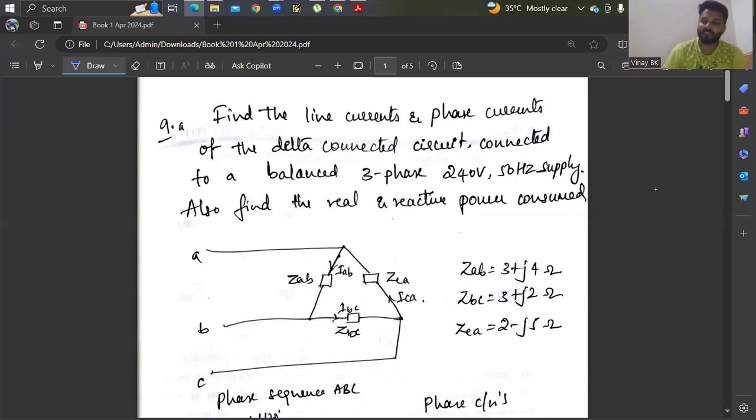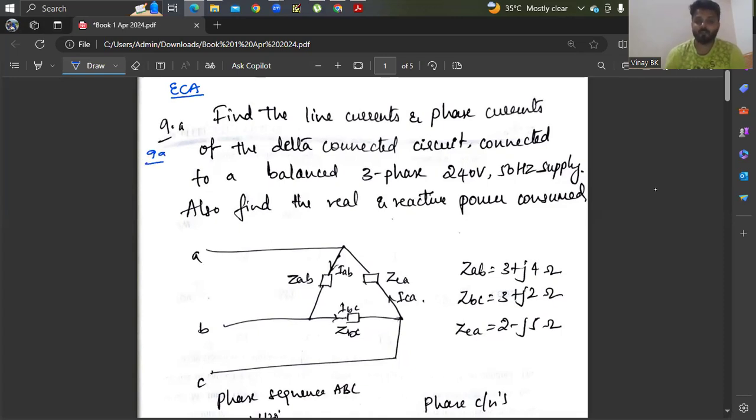As many of you requested, Module 5 questions from the model question paper for the subject called Electric Circuit Analysis, ECA. So without wasting time, let's see question number 9A.